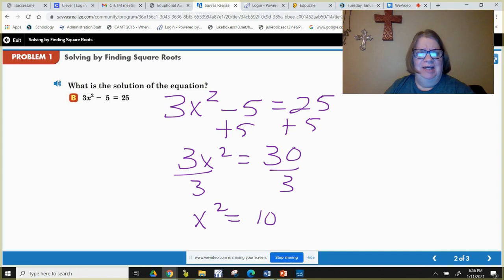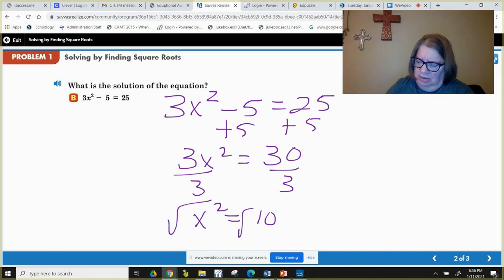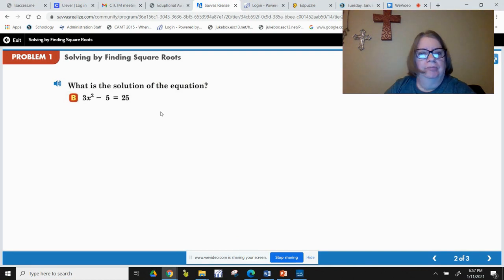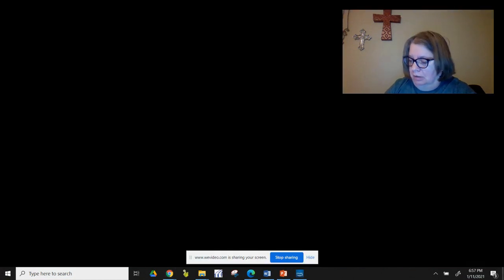Uh-oh, it doesn't work out nice and even, but what would we do next to get the x squared by itself? The next thing you would do is square root and square root. So you'd have x equals plus or minus the square root of 10. We can't simplify the square root of 10. There are no perfect squares that divide into it, so we're done. I promise we're getting to this complete the square thing in a minute.